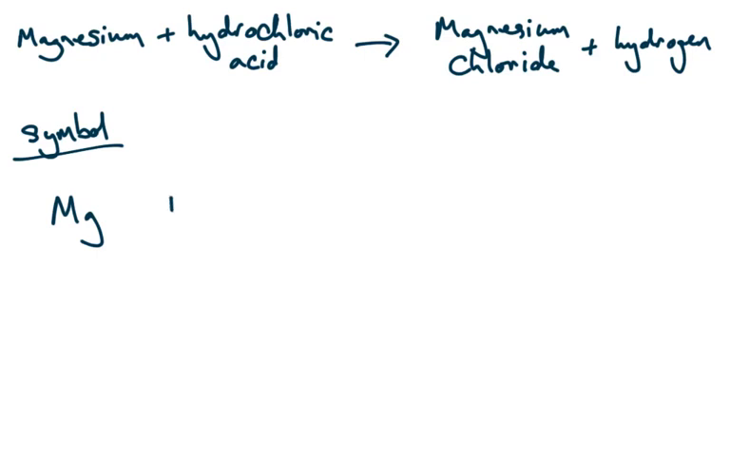Then when we look at hydrochloric acid, we have a chemical formula. In this case, hydrochloric acid is made up of one hydrogen atom and one chlorine atom. So the formula is HCl. And then we're going to make magnesium chloride. Now the formula for magnesium chloride ends up having two chlorine atoms and one magnesium atom.